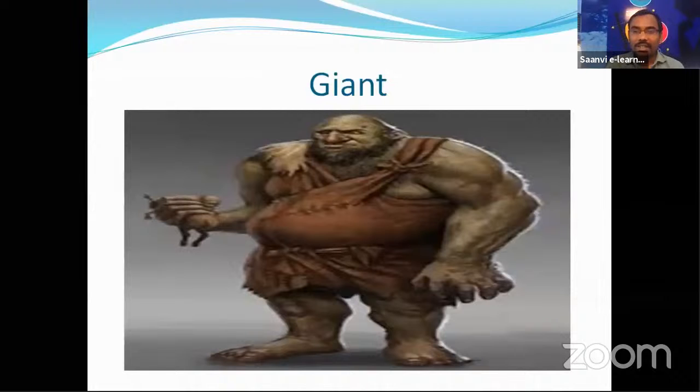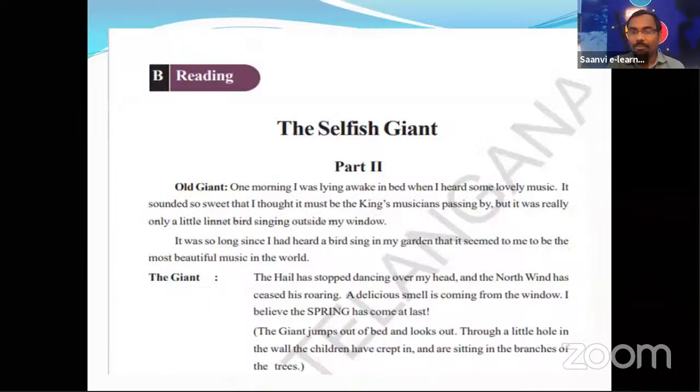So you can see a giant here, a human-like structure which has an enormous body. If you see a giant, what will you do? You will run away from there. The Selfish Giant Part 1 we have already learned, and this is Part 2. In Part 1, the giant was very selfish. He did not allow the children to play in his garden. He always said it is my garden, and I don't allow anybody to play in my garden.